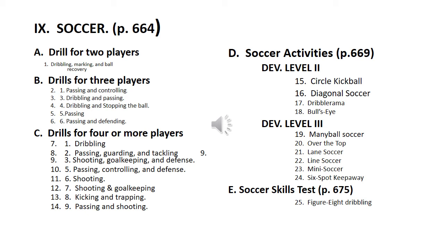Fundamentals involved. They have to know how to play the game. Then on page 675, I have the soccer skill test. So if you drew number 25, you will go do the figure 8 dribbling that is located on page 675.